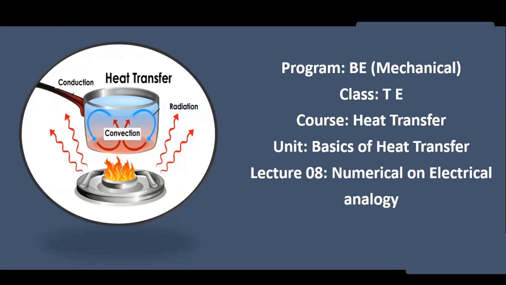So we have been introduced to the concept of electrical analogy, and we have seen how the thermal resistances can be calculated for a plane wall, for a hollow cylinder, and for a hollow sphere. And then we have successfully extended this analogy for resistances in series and resistances in parallel. Now we are in a position to find out the equivalent thermal resistance for complex situations.